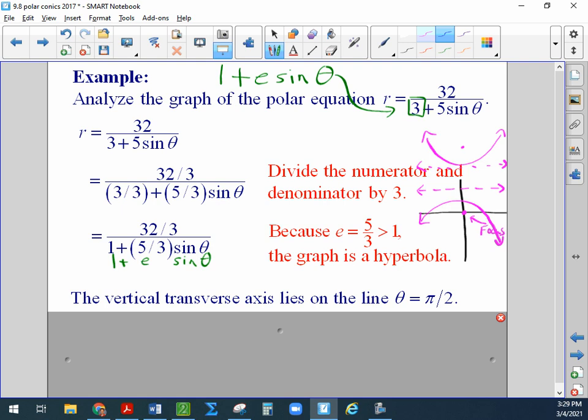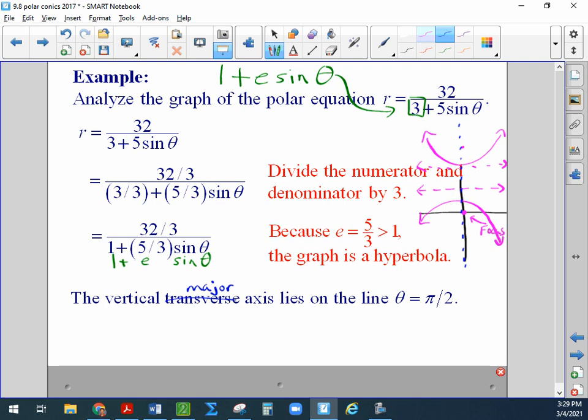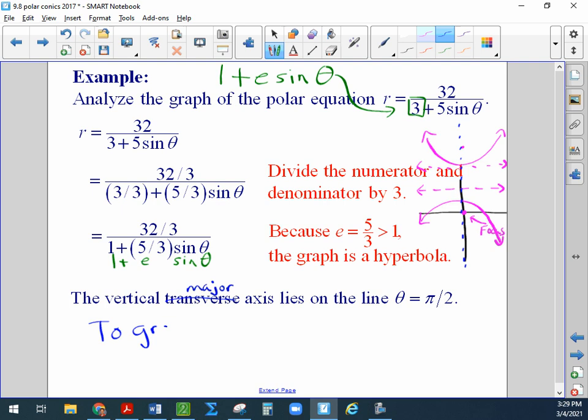We call the major axis of the hyperbola a transverse axis. Okay, I'm just going to say major axis because that's what we've called it before, is on this line theta equals pi over 2. Now, if I want to draw a real graph, I want to figure out, because it doesn't tell me here, well, what is the p-value? So to graph, since we know where the pole is, we know where the focus is, we need to find the directrix location.